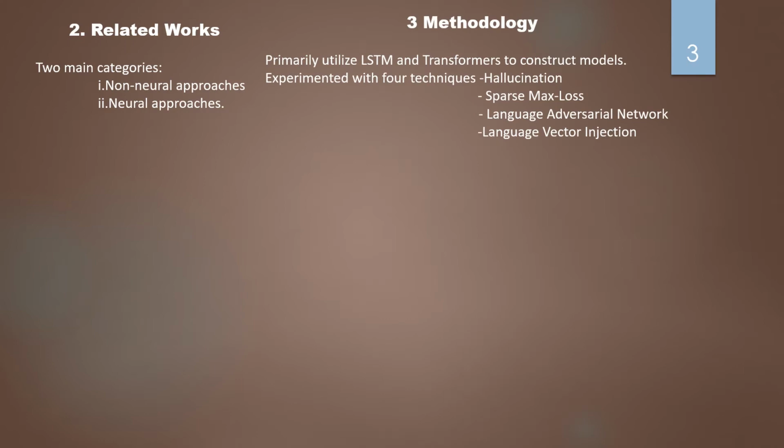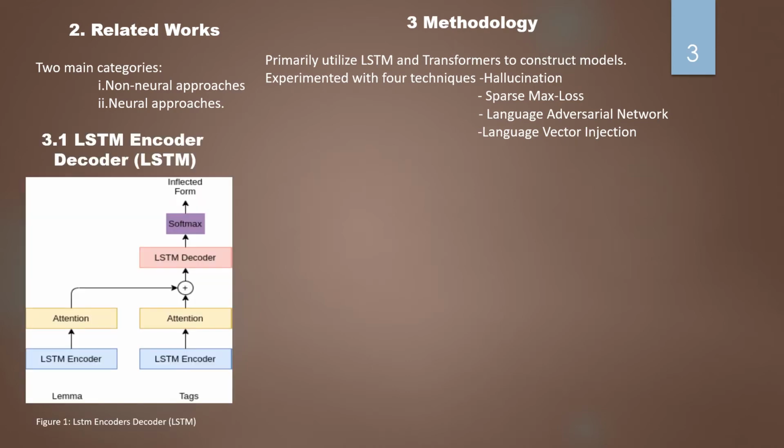Then the next part, methodology. In this paper, they implemented four variants of sequence-to-sequence architectures to tackle the problem of morphological inflection, primarily utilizing LSTM and transformers to construct their model. They experiment with four techniques. In these sections, there are 9 subsections. In subsection 1, in the figure, they prototype an elementary LSTM sequence-to-sequence model. They incorporated two LSTM encoders, with each individual encoder taking as input the lemma and the tag respectively.